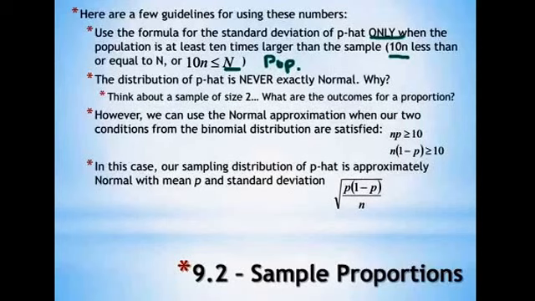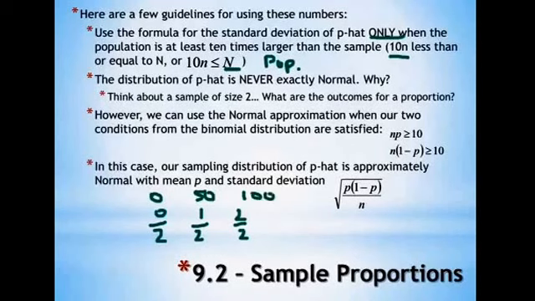Why? Well, think about a sample of size 2. What are the outcomes for the proportion? Well, we could have 0 out of 2, or we could have 1 out of 2, or we could have 2 out of 2. So we could have 0%, 50%, or 100% be our proportion. Remember, something that is normal is going to have an infinite amount of possibilities, and what we have with proportions are exact numbers. We have finite possibilities, that either 0, 1, or 2 people are going to be answering whatever question we have for this proportion.